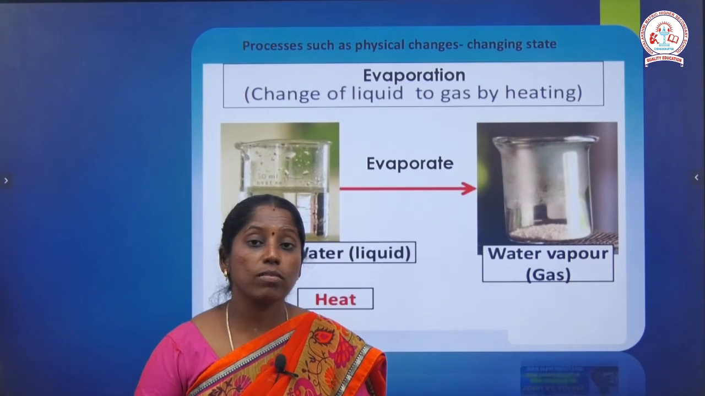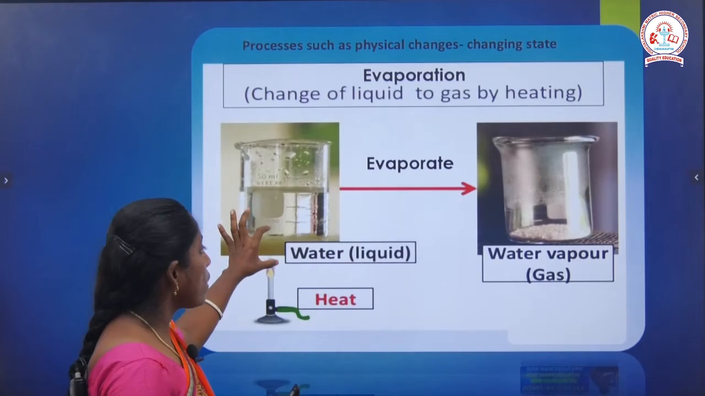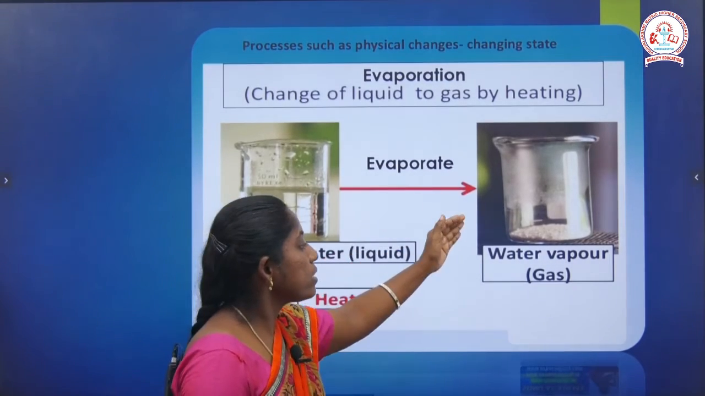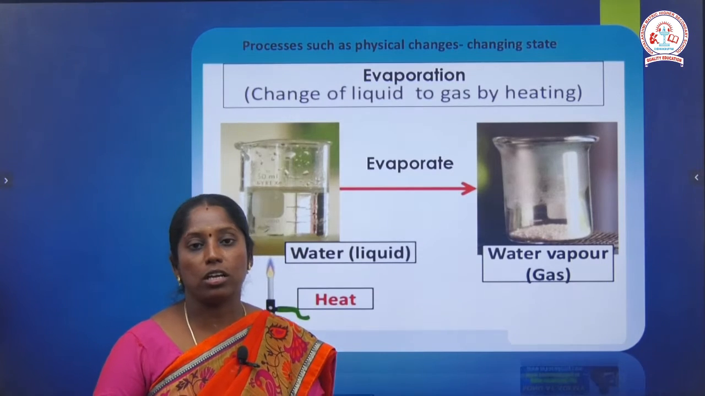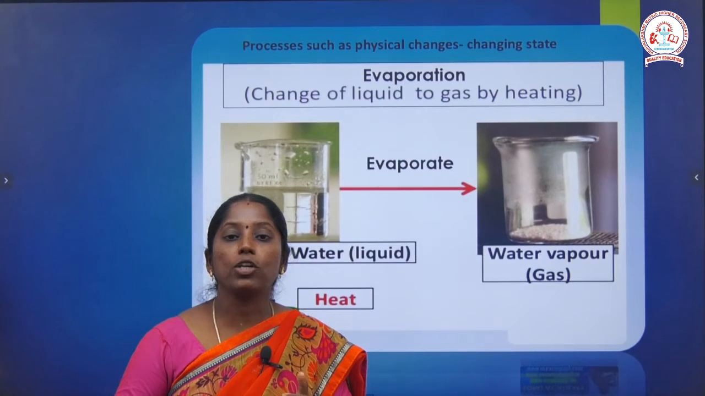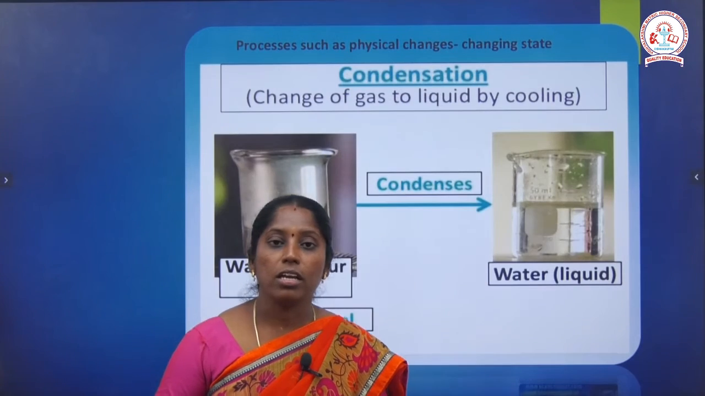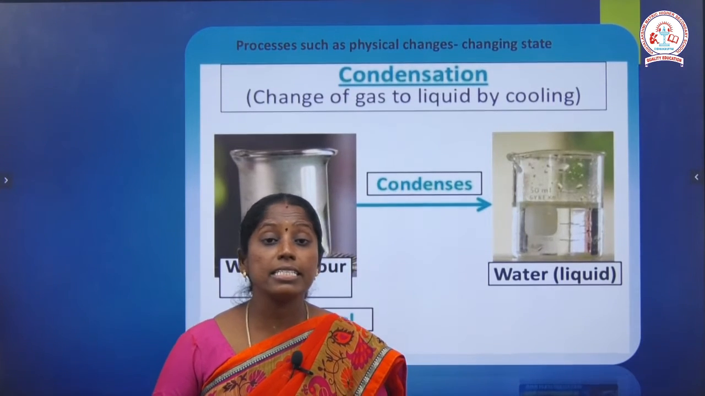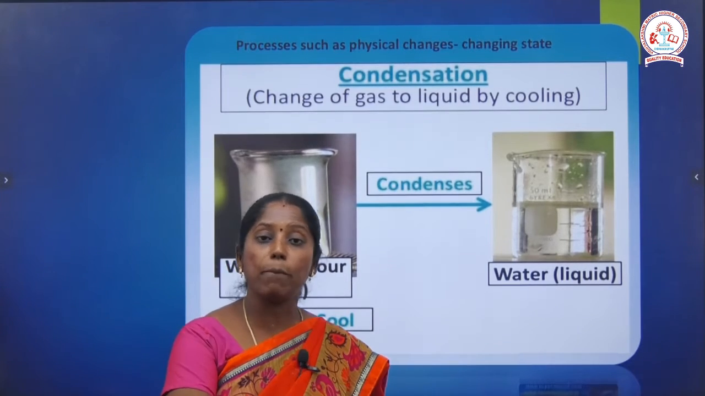What kind of process is this called? Evaporation. So here they have given that water evaporates, changing into water vapor. What kind of process is this called? Evaporation. So changing of liquid into gas by heating is called evaporation. Then the next one, condensation. Condensation is the opposite reaction to evaporation.